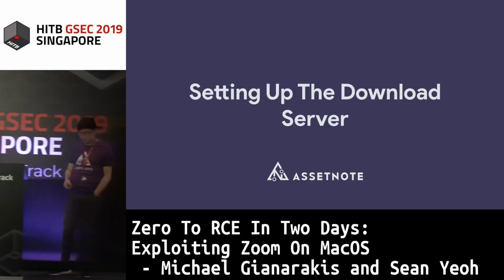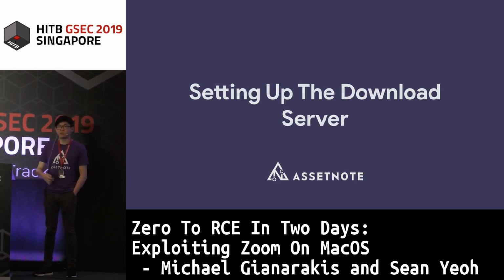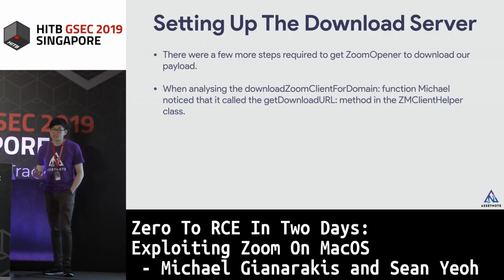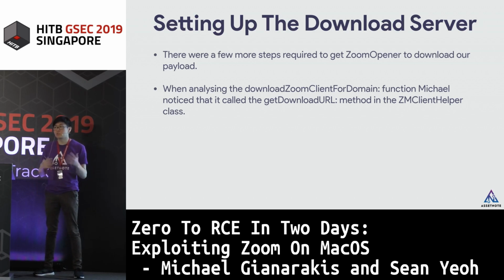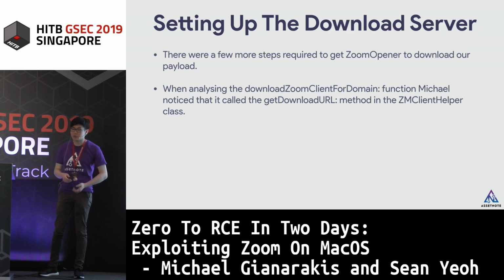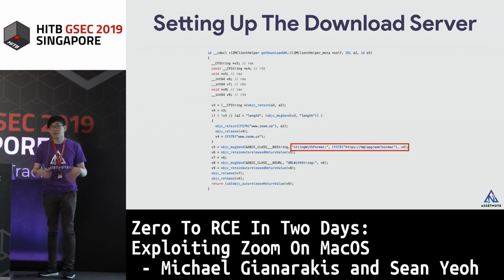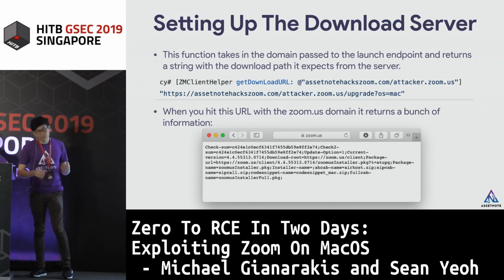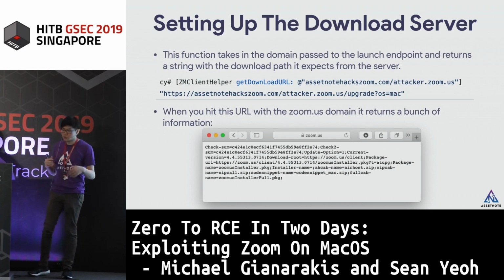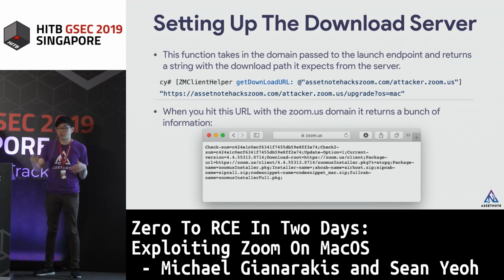So the next question is, how do we set up our own download server so we serve a malicious payload? You might be thinking that's super easy. We wish, right? When we dug into the download Zoom client for domain function, Michael noticed that there was a class method for get download URL. This is how it's constructing the specific URL it would start downloading files from. It might be a bit hard to see, but this was a format string, not a bug, just a normal format string, where it would take our domain and put it into this URL. When he tested it manually with a script, when we supply get download URL and give it our domain, it would just reconstruct this URL for us and try to pull the content from there.